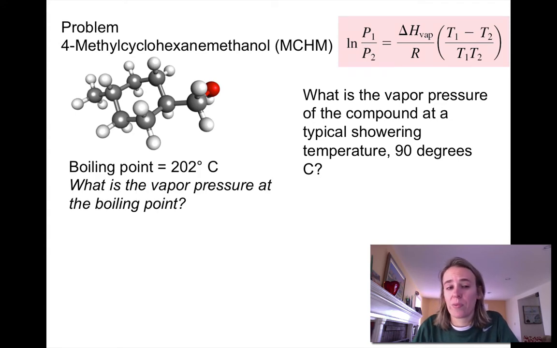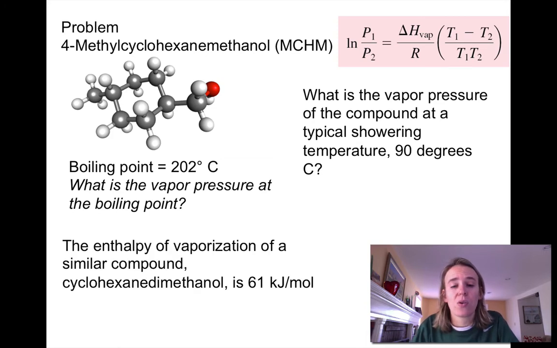A couple other things we know about this chemical. We know the boiling point of it, and it's kind of a sneaky way of figuring out a vapor pressure temperature combo, because at the boiling point for any compound, the vapor pressure is equal to atmospheric pressure. So our first P1 and T1, the pressure at 202 degrees Celsius is going to be 760 millimeters of mercury, which is equal to 1 atmosphere. The enthalpy of vaporization, the heat of vaporization, is not known for this chemical, but a very similar chemical has an enthalpy of vaporization of 61 kilojoules per mole, so we're going to roll with that.